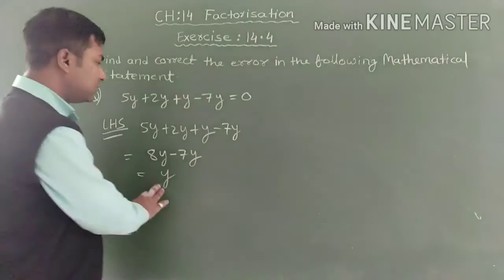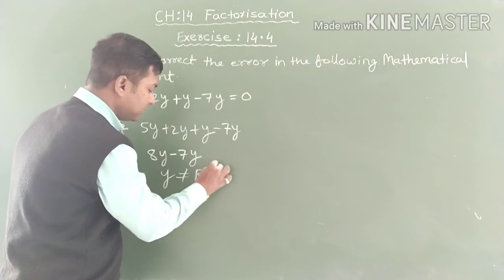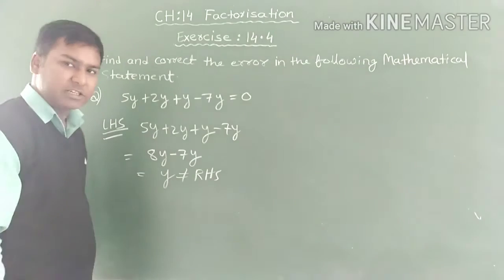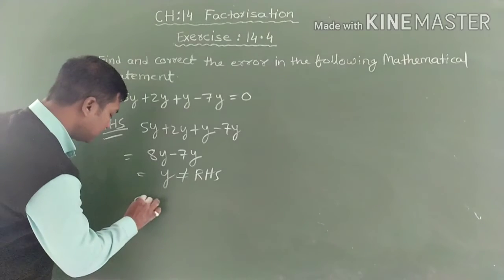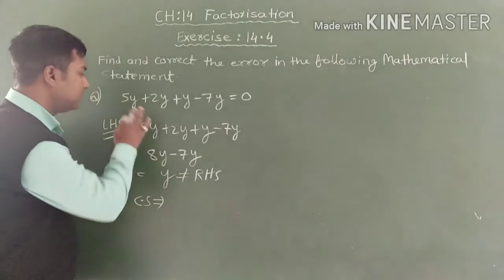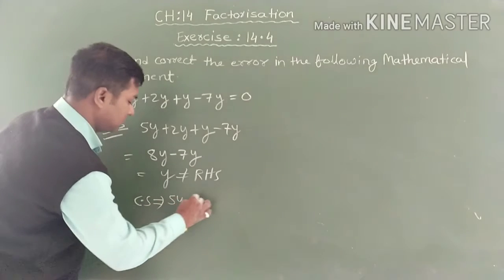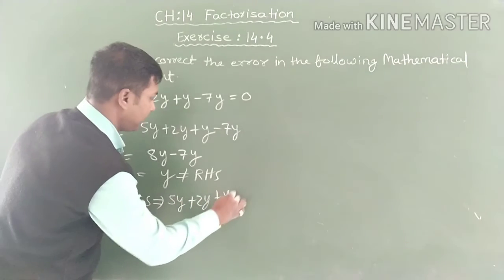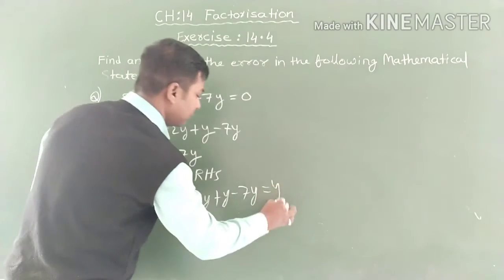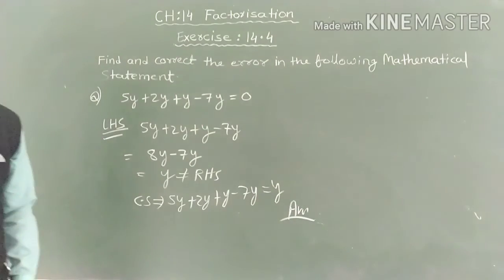Okay. So this will not equal to 0. Okay. So this will not equal to RHS part. So what is the correct statement? CS is denoted by correct statement. So it will be RHS part equals to y. Okay. So this is the correct statement, and this is the answer also.